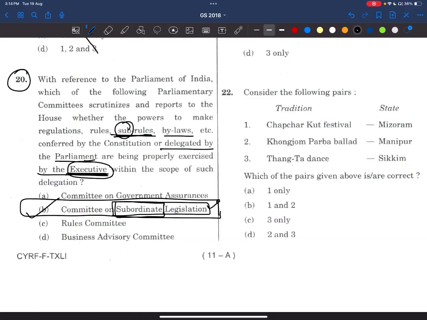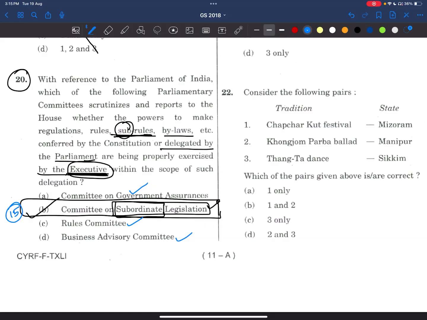Now what we have to do? We need to read about these committees: Committee on Government Assurances, Rules Committee, Business Advisory Committee, parliamentary committees, standing committees, their strength as well, all those things. Coming to the Committee on Subordinate Legislation, it was constituted in 1953. It is there in both the houses. The strength is 15 members for both houses. The chairman is appointed by the respective presiding officer of the house. And if the deputy chairman or deputy speaker becomes part of the committee, he will become the chairman of the committee.